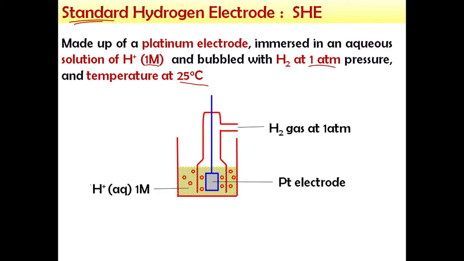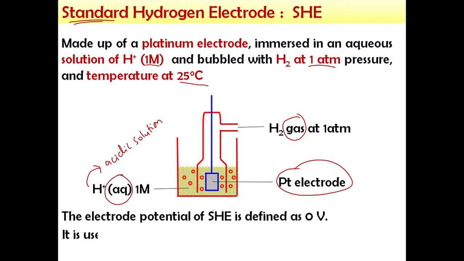Jadi, nak dapatkan H+ ion, we're going to use acidic solution. Okay, larutan berasid. Tak kisahlah asid apa-apa pun, HCl boleh, H2SO4 pun boleh. Kenapa kena ada platinum electrode? This is inert electrode. Bila kedua-dua spesies tidak ada dalam fasa solid. Okay, so we're going to use the inert electrode untuk make sure electron flow from anode to cathode. So the electrode potential of SHE is 0 volt and this is used as reference electrode.